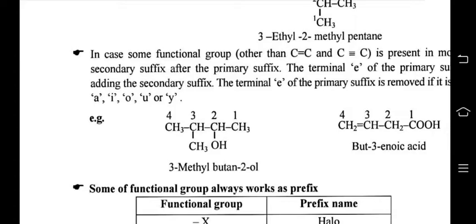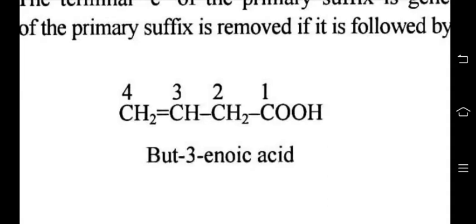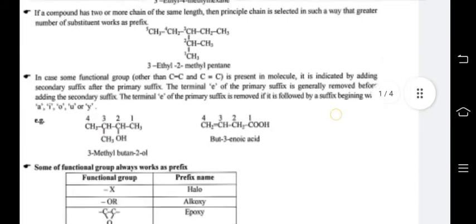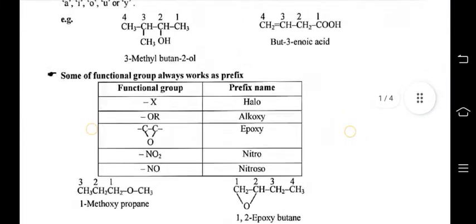In this example here we have the alkane system, but in another example, the number of carbons is 1 2 3 4, butene. Alkene is at position number 3, the but-3-ene. The last letter, the e of the primary suffix, is replaced by the secondary suffix, that is oic acid. So butane-3-ene-oic acid is the name of that particular compound. In this way we can give the numbering to numerous examples.